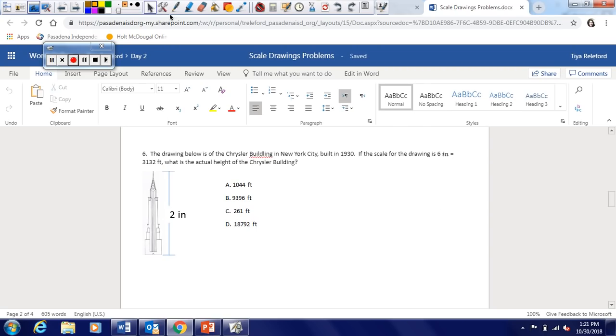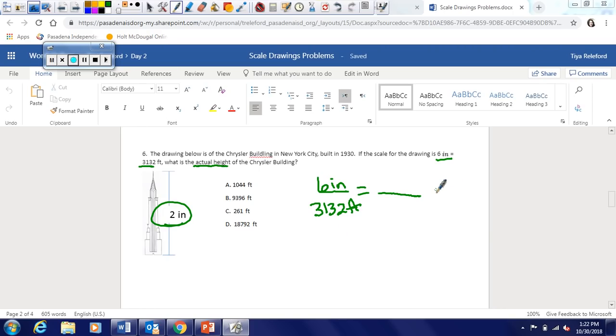Number 6 says, the drawing below is of the Chrysler Building in New York City, built in 1930. If the scale for this drawing is 6 inches equals 3,132 feet, what is the actual height of the Chrysler Building? This here, 6 inches, equals 3,132 feet. Goes on one side, that's the scale. 2 inches goes on the other side. Make sure it's on top because it's inches.